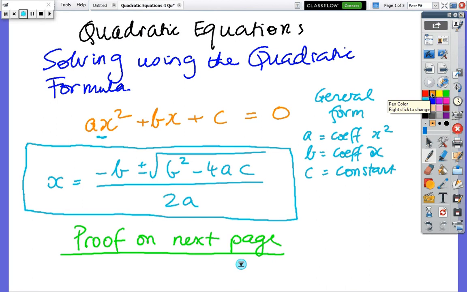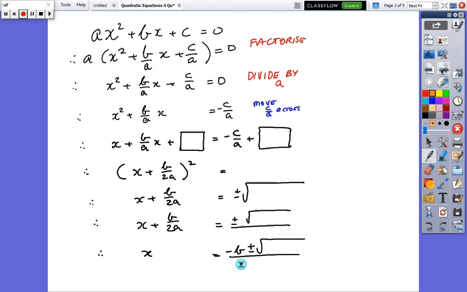Now there's a really good YouTube clip. If you just Google quadratic formula dancing baby, you'll find a very annoying video that will help you learn that formula off by heart. Okay, so we'll do the proof on the next page. Copy that down, come across.